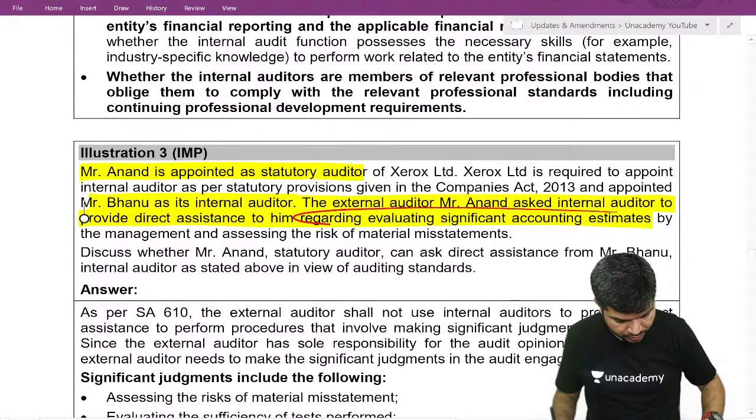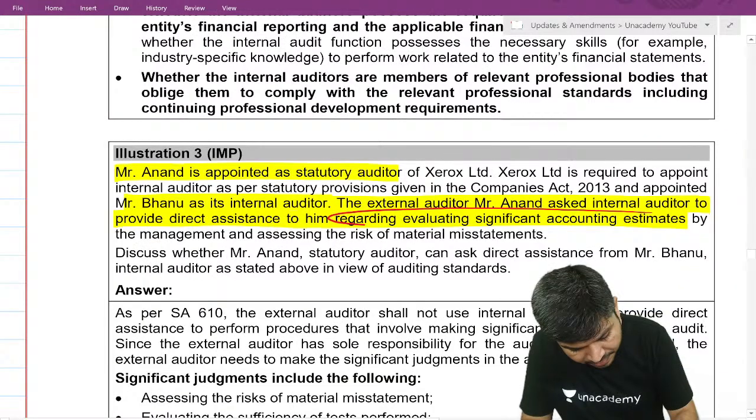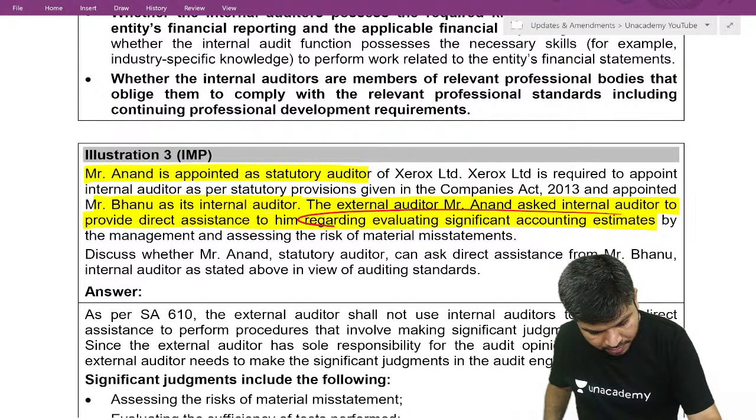One is regarding this significant accounting estimate, and second they've written is assessing the risk of material misstatement. The pen has stopped working. I don't know why, but my pen is not working. I'll just do it normally. I won't be able to mark the things.